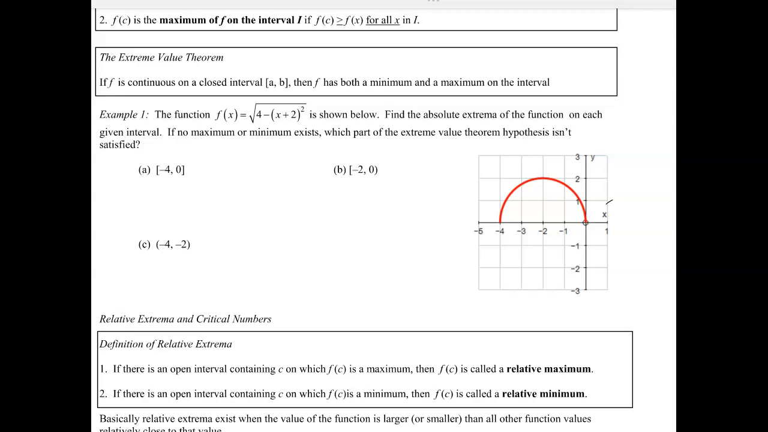So -4 to 0 is this entire graph, because that is spanning all of the x values on that particular graph, so that part we're okay with. The next thing we need to check is, is this continuous? Can I draw it without picking up my pencil? Yes, I can. So yes, it's continuous. And is it on a closed interval? Looking to see, hey, I've got brackets on the interval, so yes, it's a closed interval.